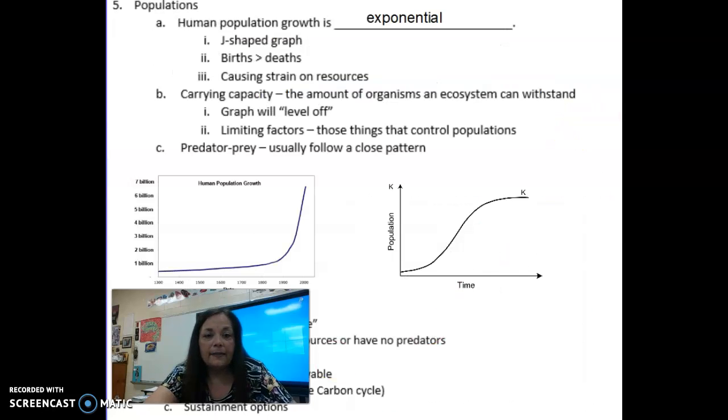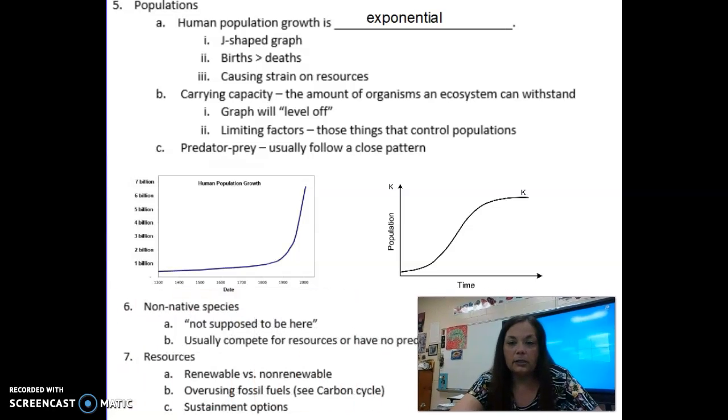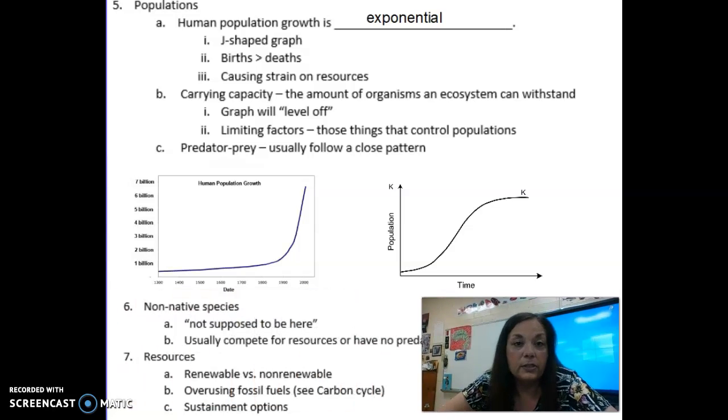All right, and then the last section in ecology is on populations. So just remember that currently human population growth is exponential. So we are doubling our numbers every so many years. It'll look like a J-shaped graph, something like this. Okay, which means our births are way, way outweighing our deaths. So, of course, it's causing a strain on our resources, right? We're using more fossil fuels. We're using them way, way faster than they can be replenished, right?